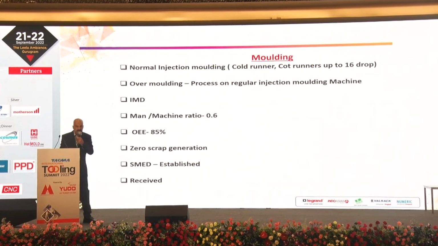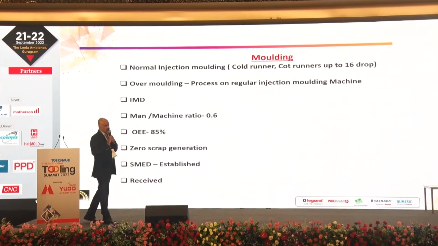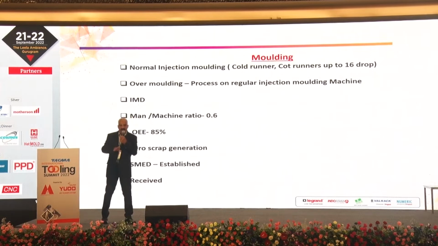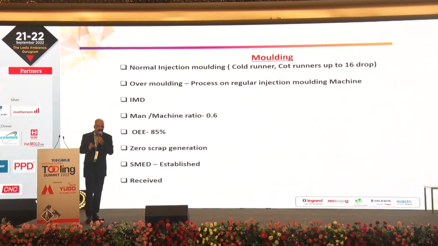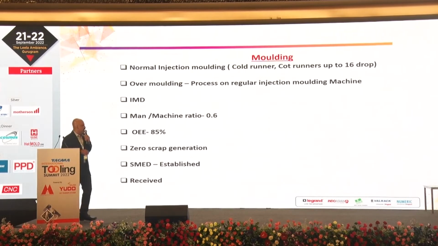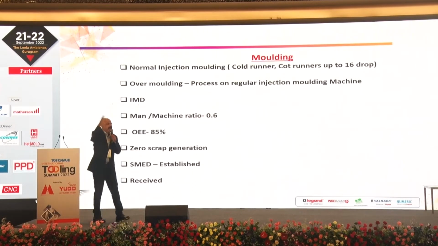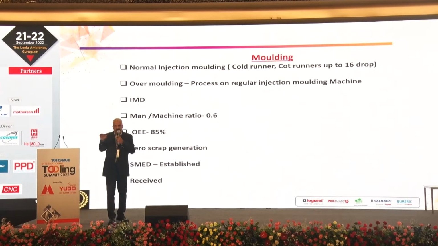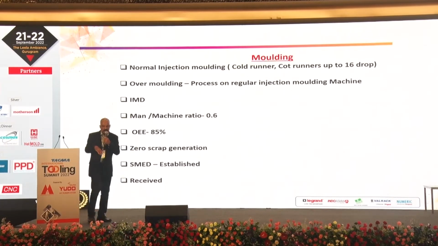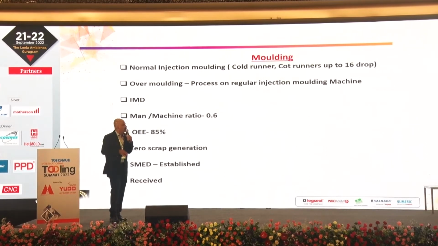My department is responsible for making the molds and plastic injection for all the units. I am heading the department, known as Central Process Engineering. I take care of plastic molding and mold manufacturing for all 7 units. I would like to explain what type of molding we do today. Normally, we don't have very high cavitation, with 32 cavities the maximum. We have normal injection molding, cold runners, and hot runners up to 16 drops.